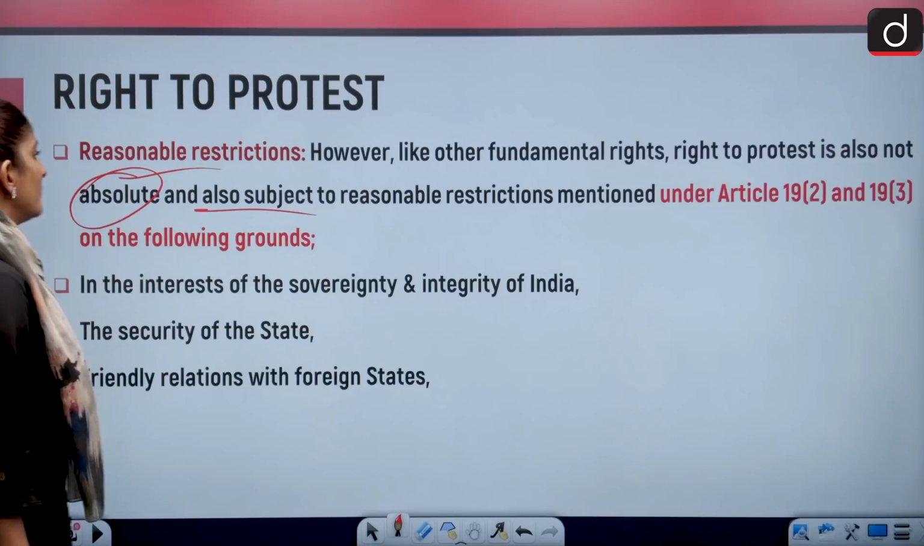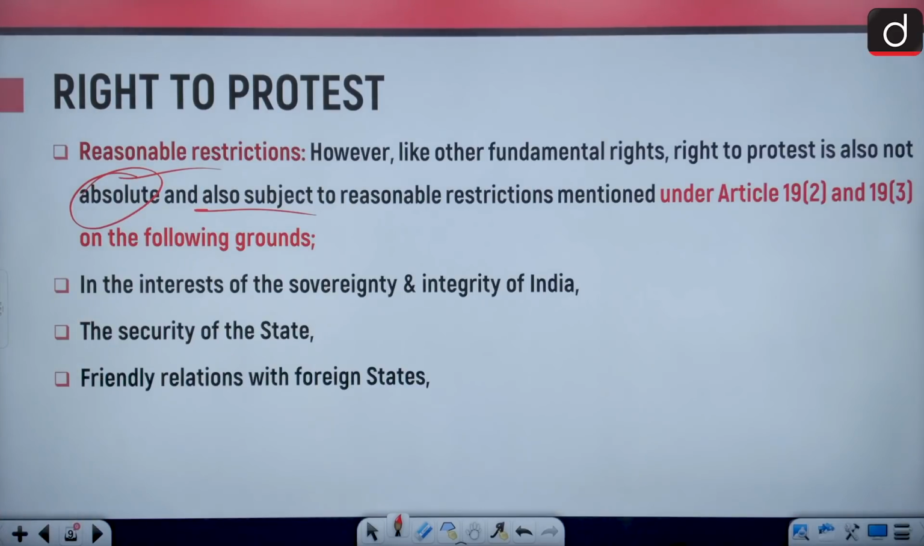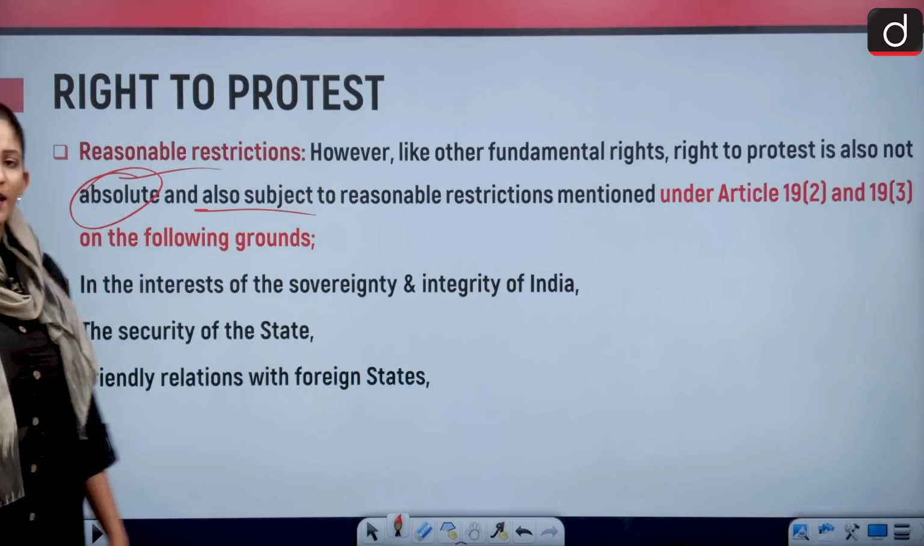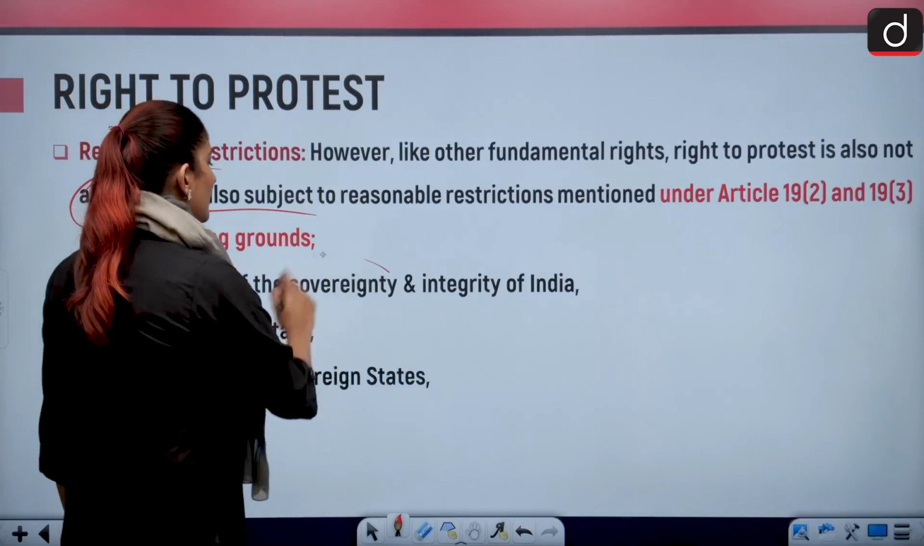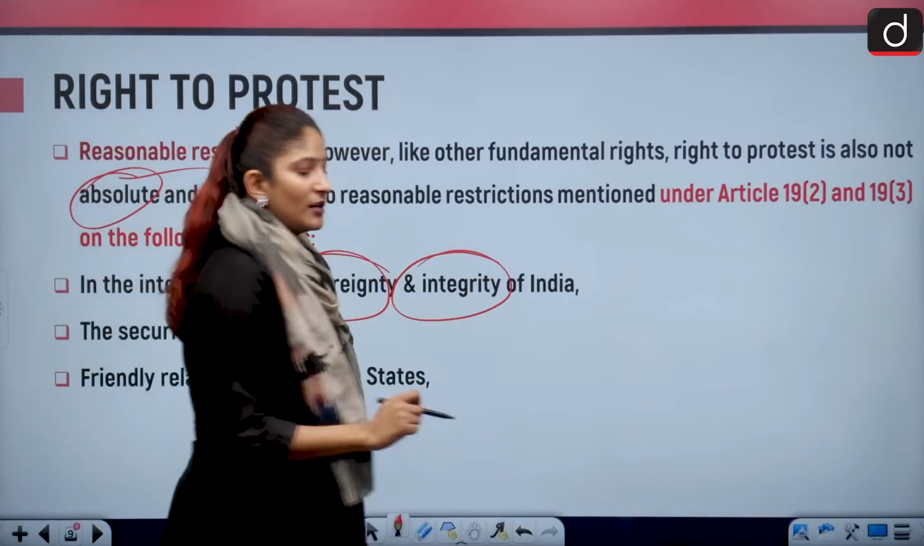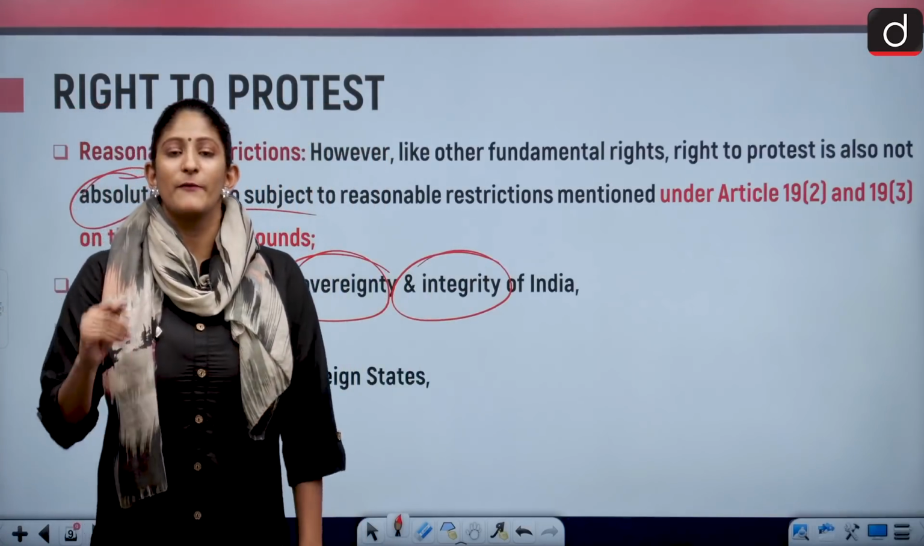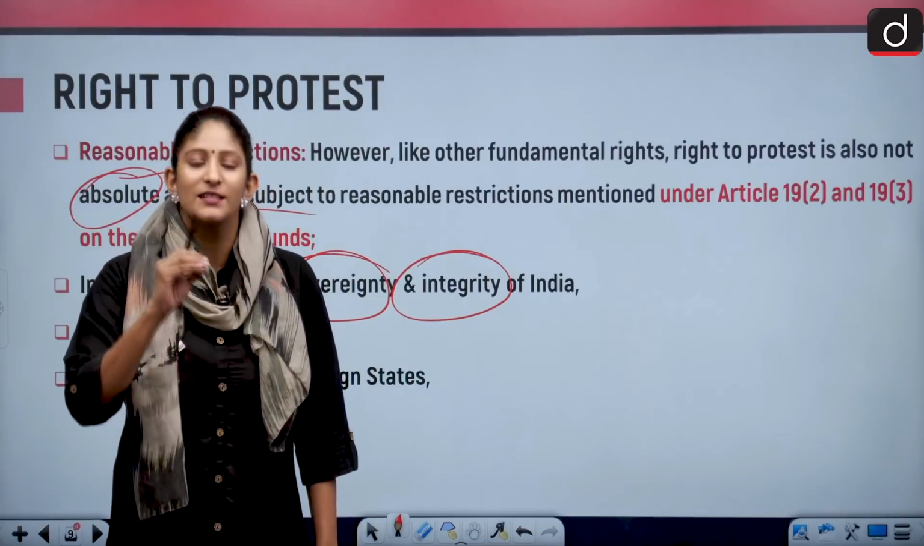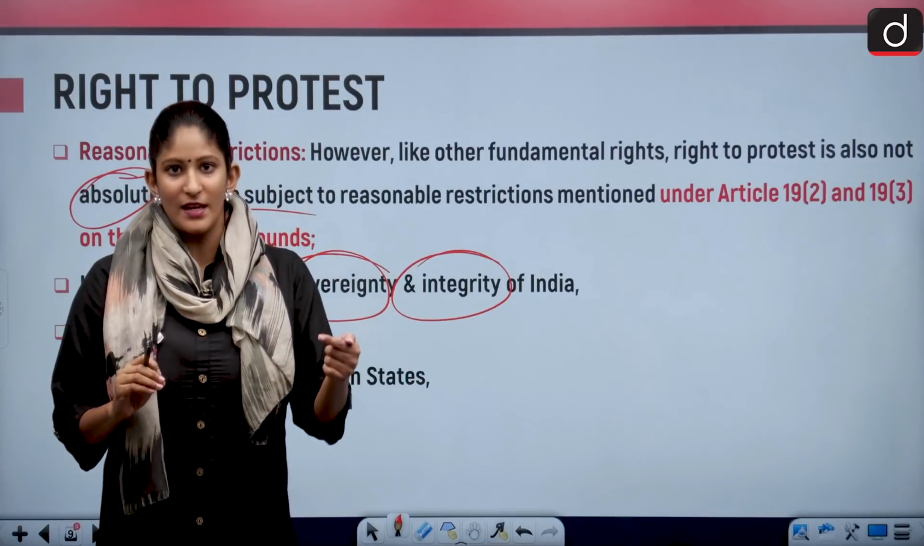So it could be under Article 19.2 and 19.3, like in the interest of the sovereignty and integrity of India, the security of the state, friendly relation with foreign states. That means sovereignty should not be compromised, integrity should not be compromised, because before the interest of certain groups comes the interest of the country.